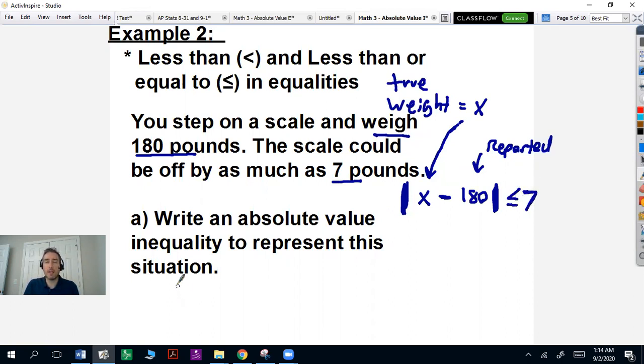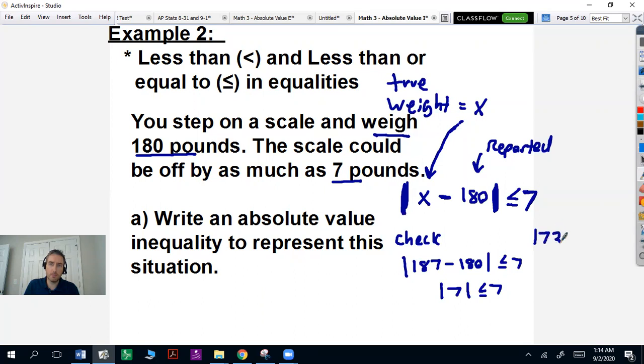Now let's think about why that is the answer. Let's say you're 187 pounds. Let's check this. Well, if I'm 187 pounds, that's the absolute value of 7. And that checks, right? If I plug in 188 there, that's going to be 8. And that's not going to be less than or equal to 7, so it's not going to work. But let's look at the low end. Let's say you're below 180. Let's say you're 173.